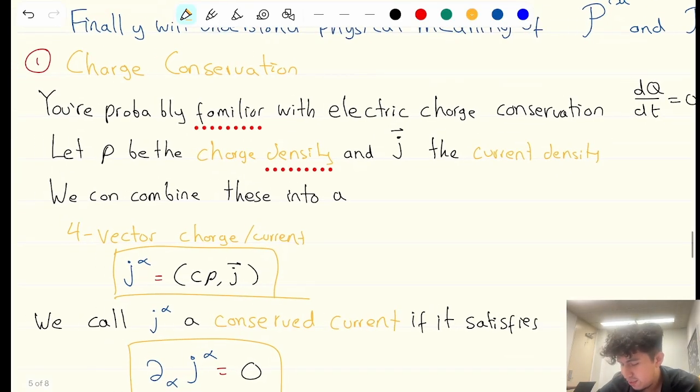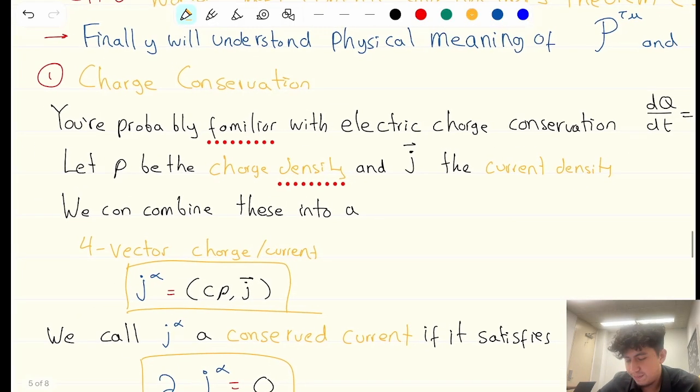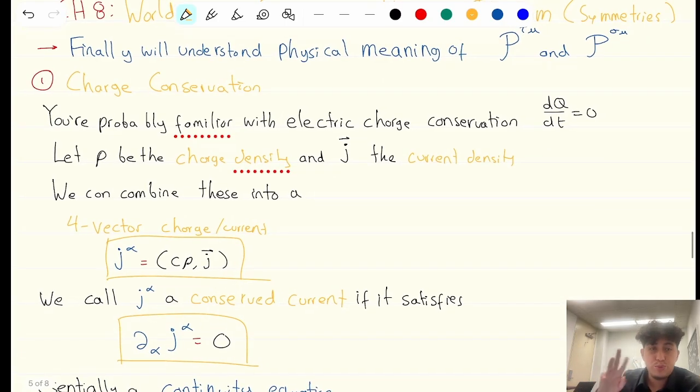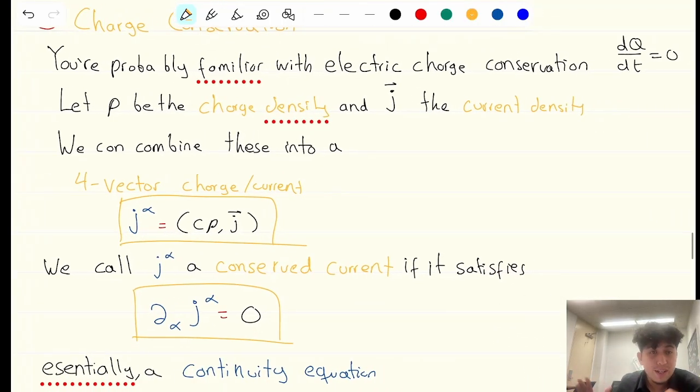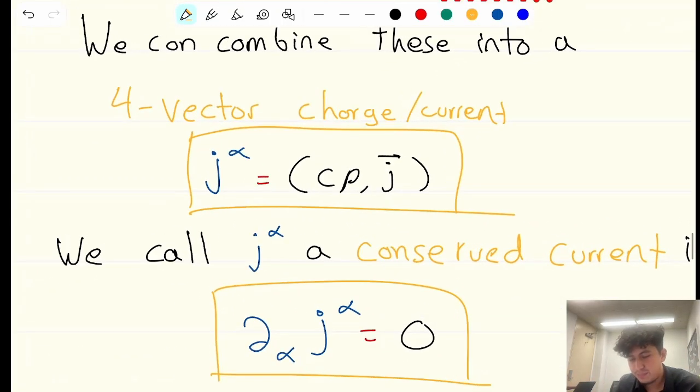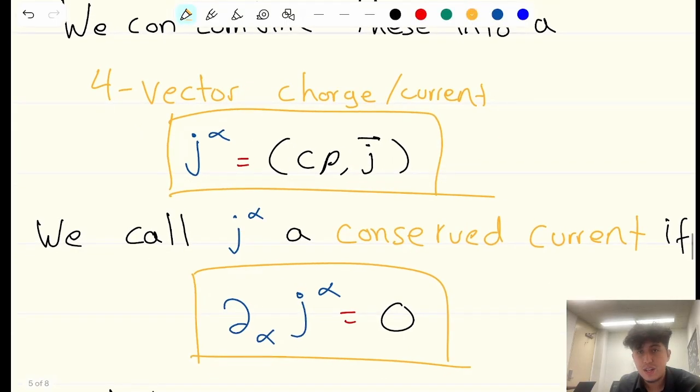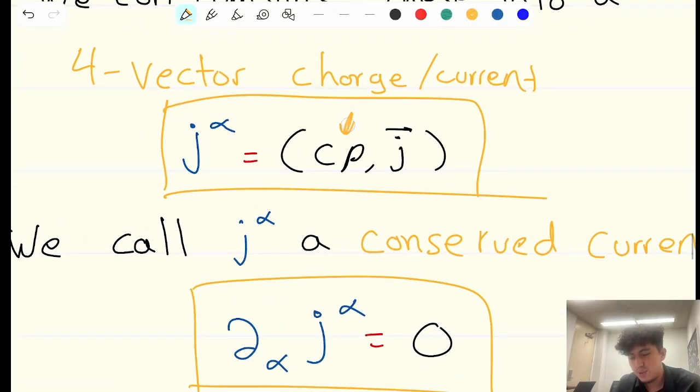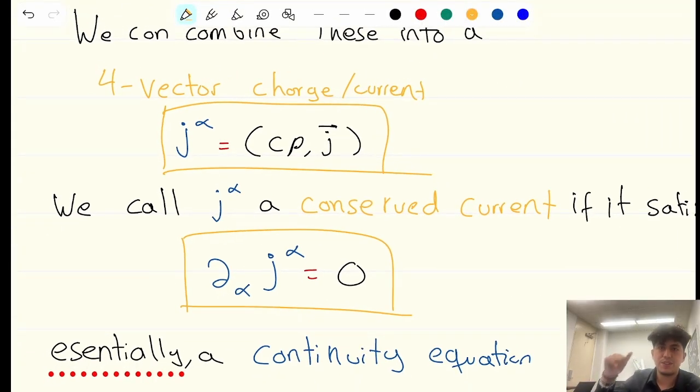This electric charge. And now we can consider, forget about electric charge. Now we're going to consider any type of charge. So consider rho to be the charge density, and this J is going to be the current density. We can combine it into a 4-vector. It's going to have c rho and the spatial current.